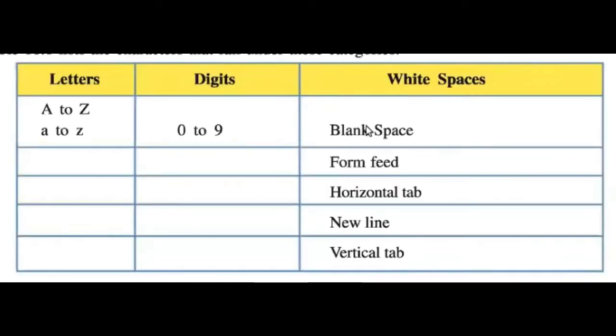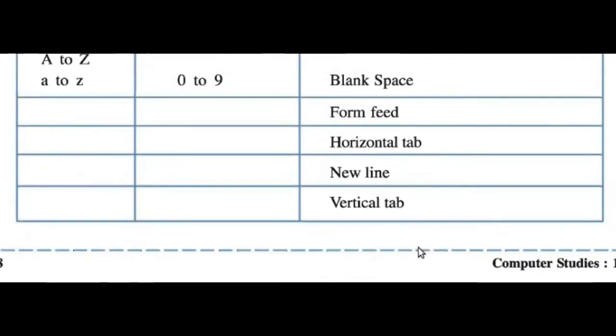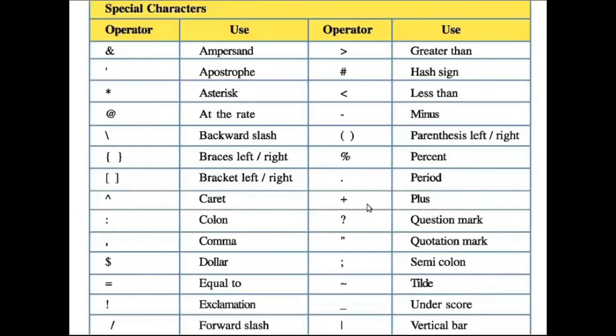White spaces are blank space, that is when you press the space bar, form feed, horizontal tab, which is the tab key, new line, that is by \n, that we are going to use in the next program, and vertical tab. Then these are some special characters and their use.